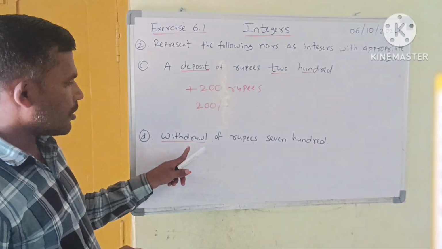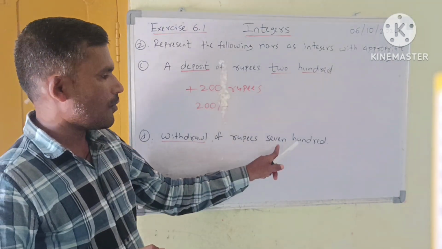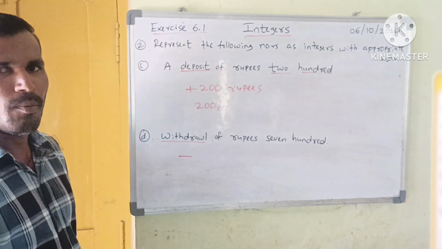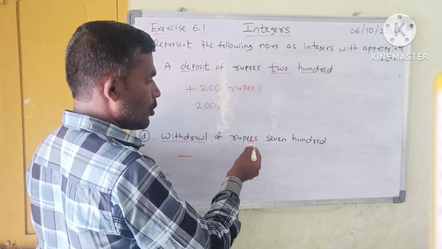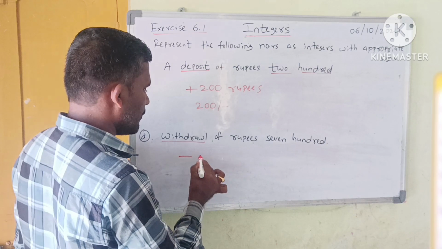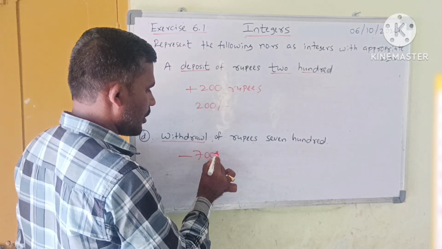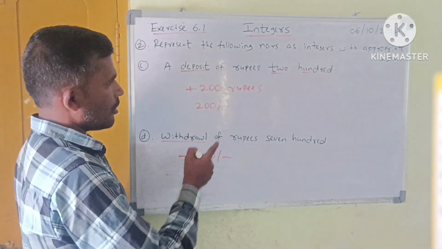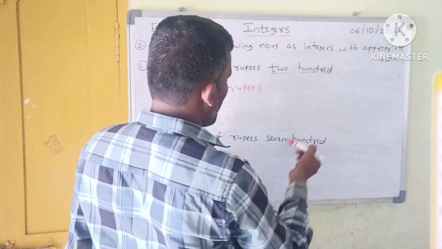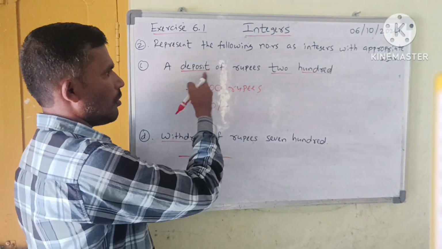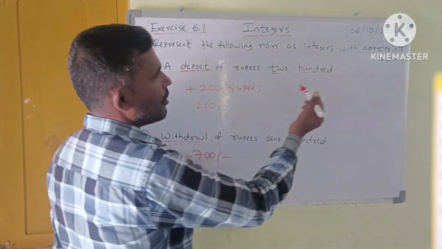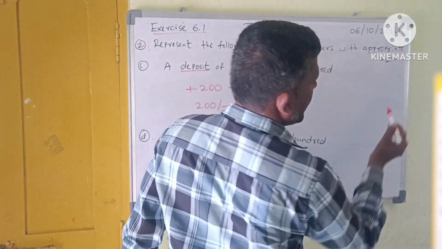Next, withdrawal of rupees 700. So withdrawal you have to denote as minus, negative. How many rupees withdrawal? 700. So minus 700 rupees is the right answer. The integers with appropriate signs. He has given the word form, and we have written the integers with appropriate signs.